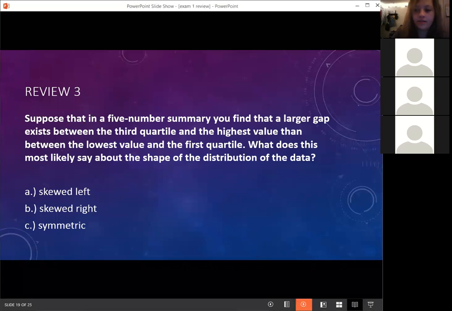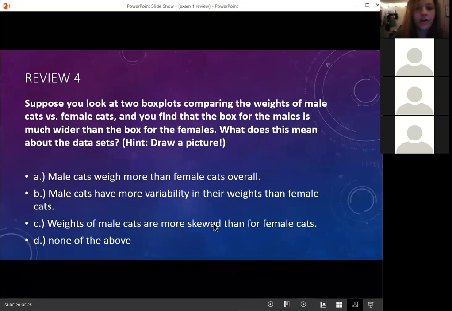All right, next. Suppose you look at two box plots comparing the weights of male cats versus female cats, and you find that the box for the males is much wider than the box for the females. What does this mean about the data sets? If it helps, you might want to draw a picture of this with the box plots, but read over these answers and let me know what you think.